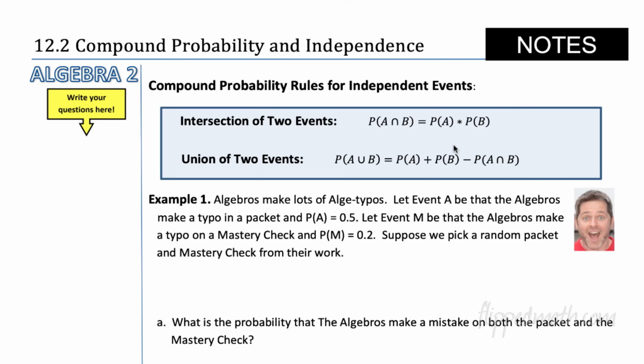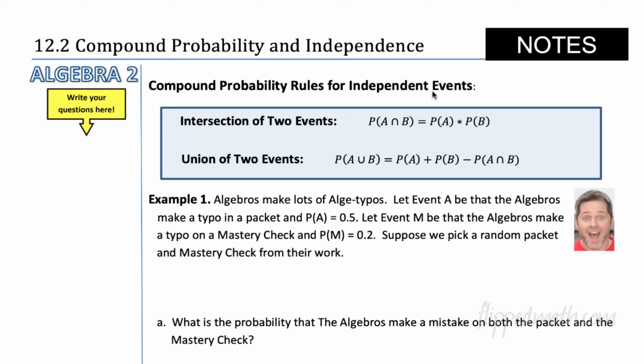Now, this lesson is a doozy, so we're going to jump right into it. We're going to talk about compound probability and independence. They're two different things. Compound probability really means that we have a couple of things going on at the same time, and independence, we'll talk about that in a few minutes. But here are some rules for events that are independent.